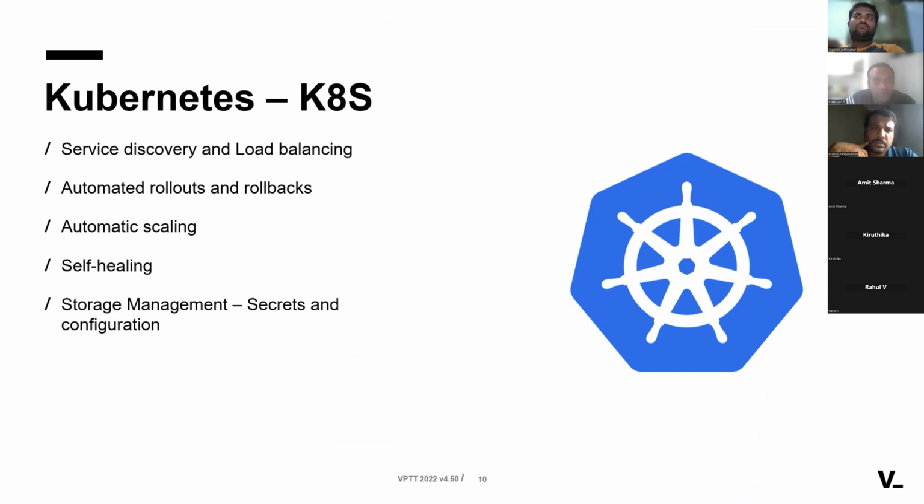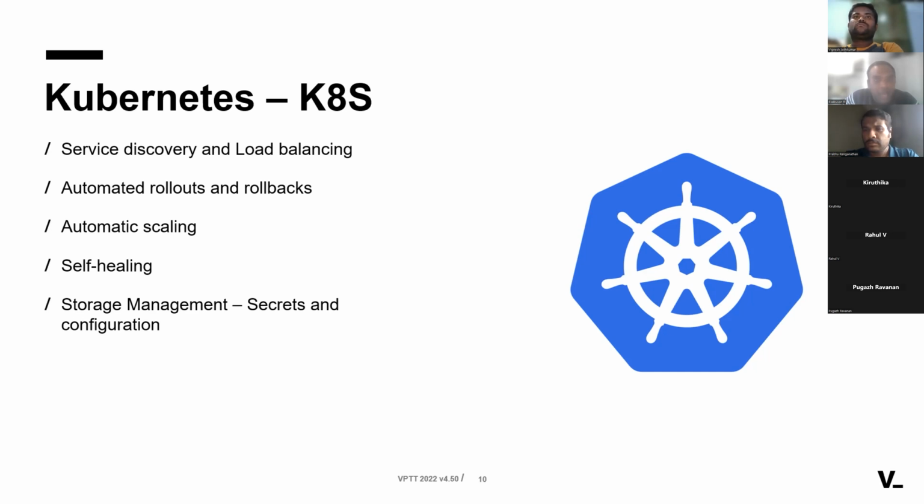As we all know, Kubernetes is used to host our containers, and it's basically a container orchestration platform. It comes with a set of features like service discovery and load balancing, meaning that each instance running inside Kubernetes is accessible to us with an IP or a DNS host name.